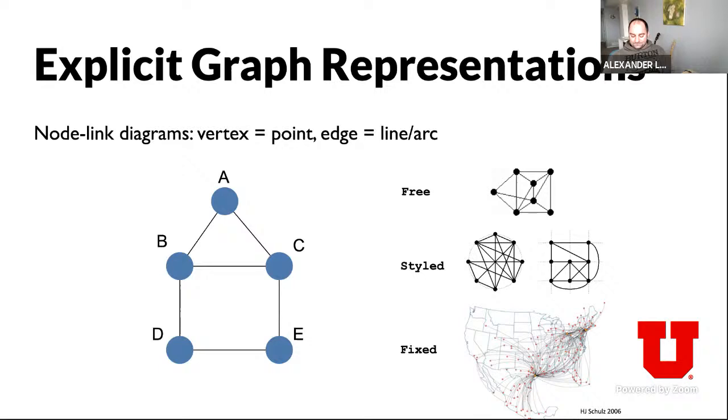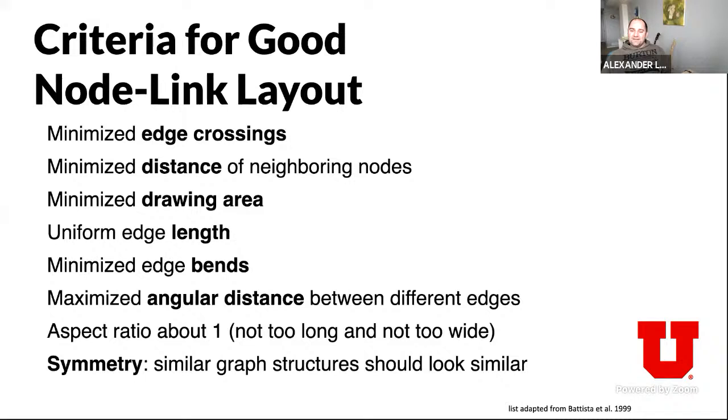In the first case, where you have free layouts, or in all cases actually, but most useful for the free layouts, we can come up with criteria for what makes a node link layout good. For example, you want to minimize edge crossings. You want to minimize the distance of neighboring nodes. So for example, you don't want two nodes that are connected to be at opposite ends, because then you have to draw a very long line that might cross over other stuff. You want to generally minimize your drawing area. It should fit on a screen or on a sheet of paper.